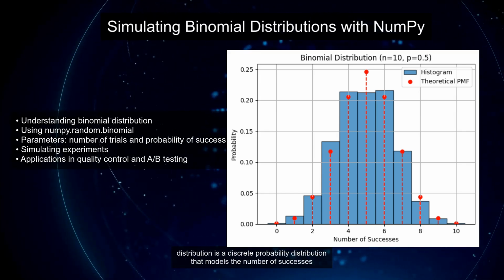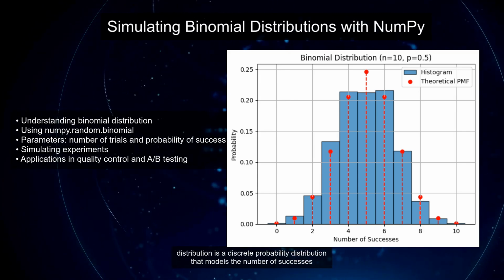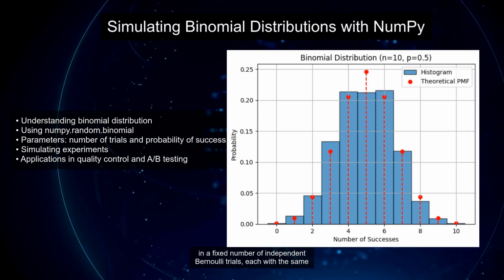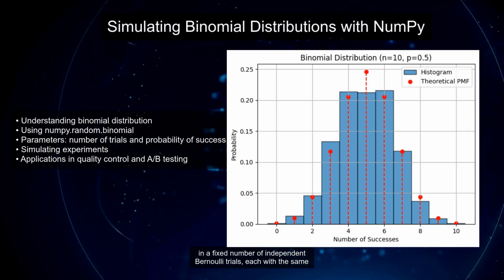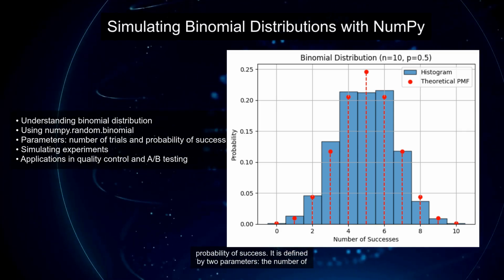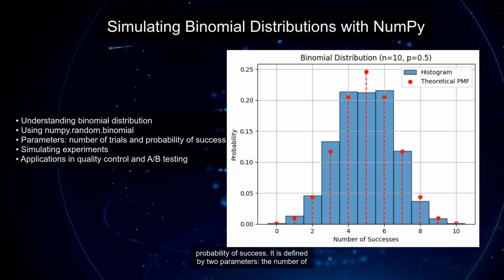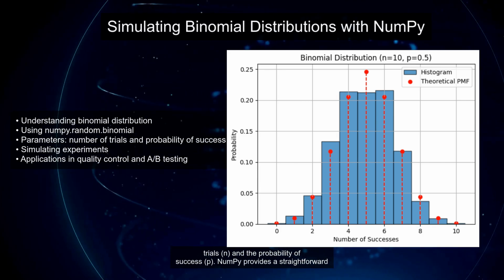Next, let's explore how to simulate binomial distributions using numpy. The binomial distribution is a discrete probability distribution that models the number of successes in a fixed number of independent Bernoulli trials, each with the same probability of success. It is defined by two parameters: the number of trials, n, and the probability of success, p.